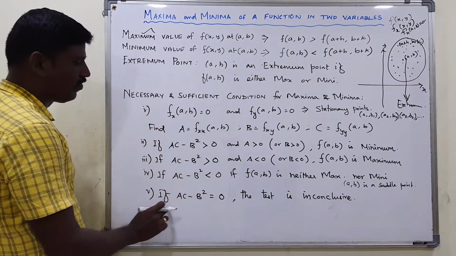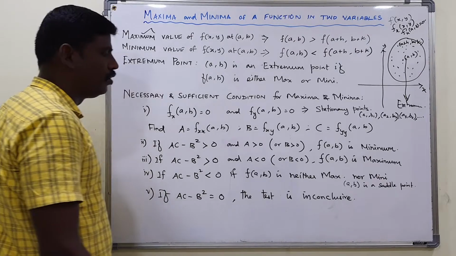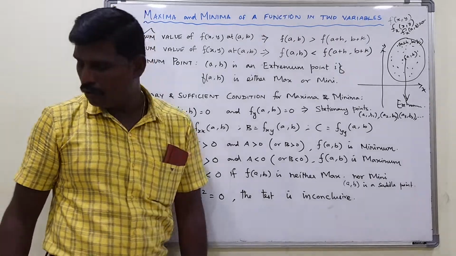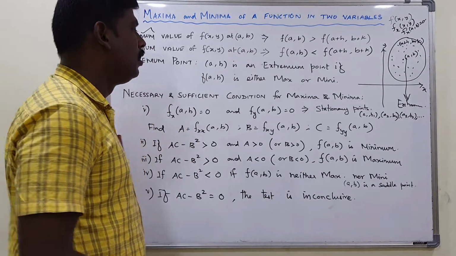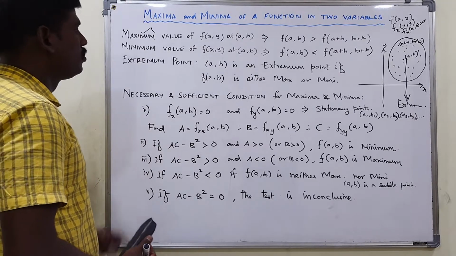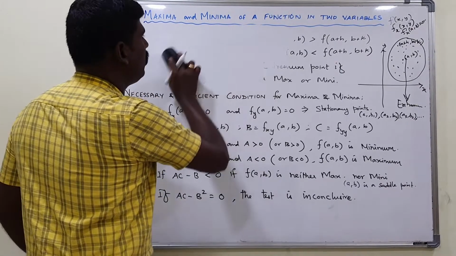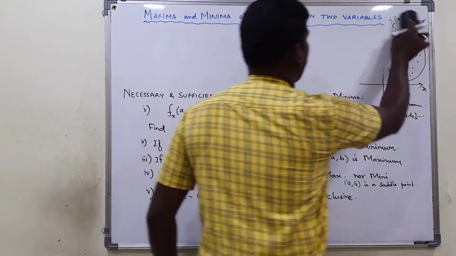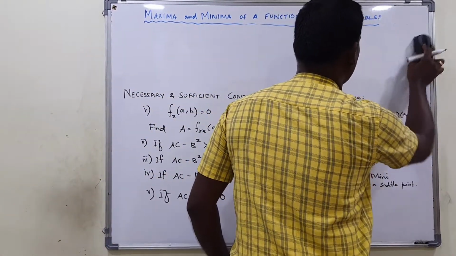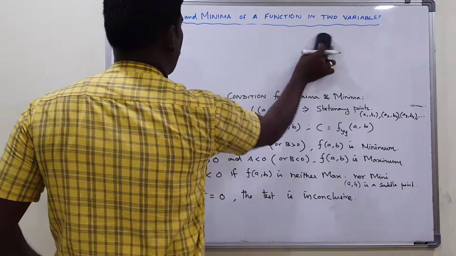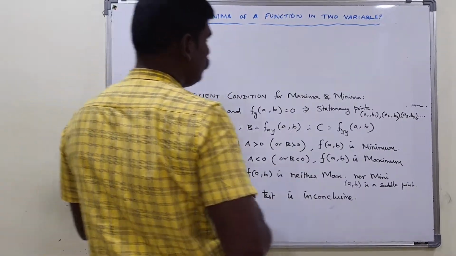Next, if AC minus B square is equal to 0, then the test gives no information about maxima or minima. That's all. So these are all important concepts when we solve a problem related to maxima and minima. Now let us go to the problem based on this.